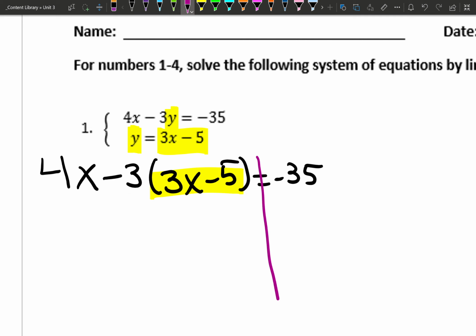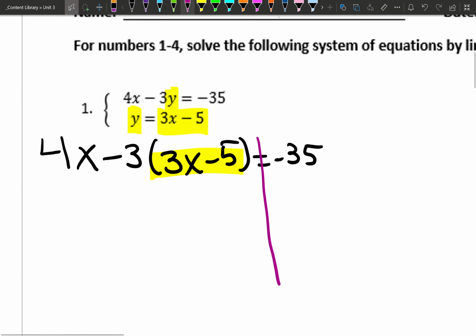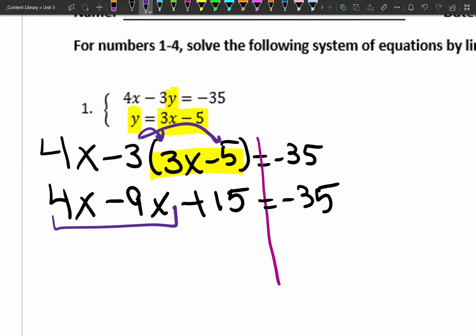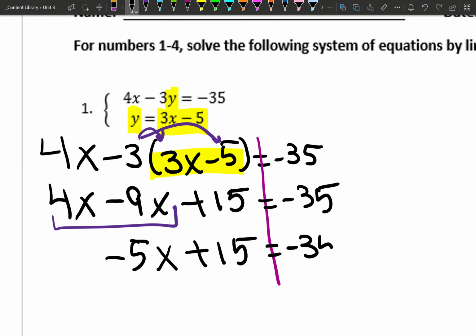Now let's solve it like a regular equation. First, I'm going to distribute the 3. So I've got 4x minus 9x plus 15, and it equals negative 35. On the left side, you should notice that we have two x's. Let's combine those like terms. 4x minus 9x is negative 5x. The rest stays the same.